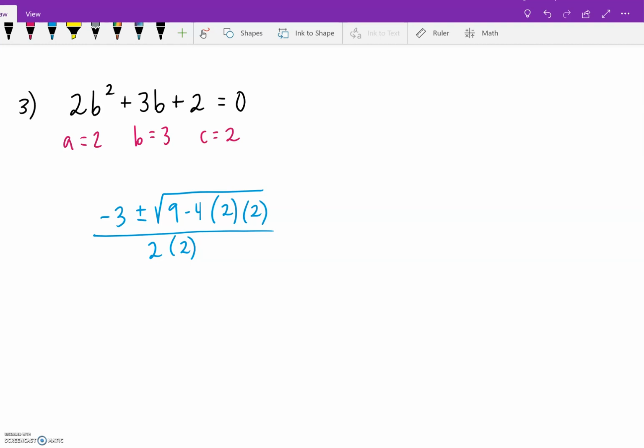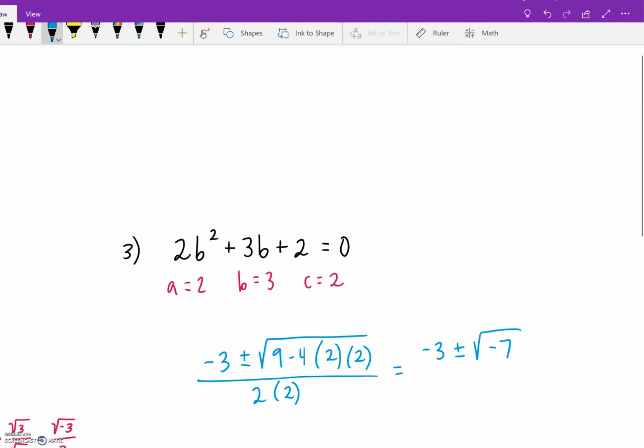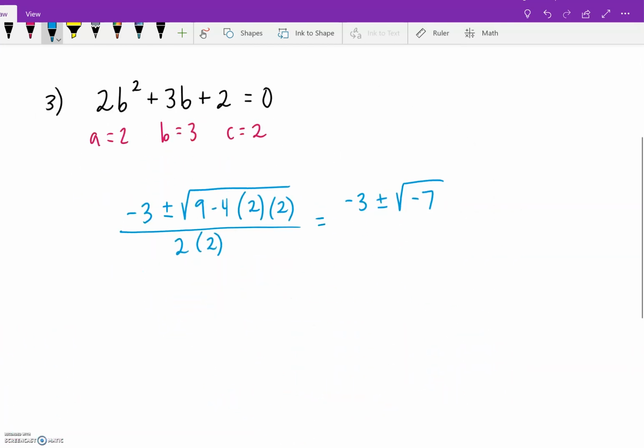So we have 9 minus 16. So this whole thing is going to be negative 3 plus or minus the square root. And when we solve that, we got negative 7, because 9 minus 16 is negative 7, all over 4. This is all over 4.